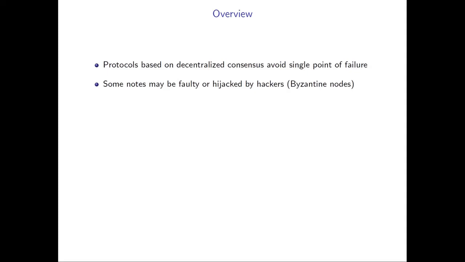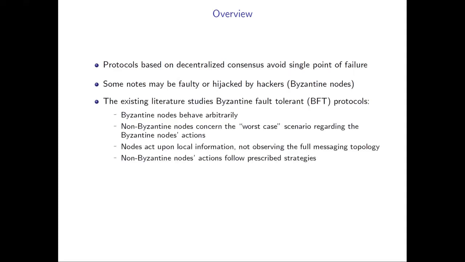But here in the computer science literature, we typically think about the behavior of a Byzantine node as some random, arbitrary behavior that will disrupt the decentralized system. There are 4 features that studies on these Byzantine fault tolerant protocols typically emphasize. The first feature is that the Byzantine node behaves arbitrarily, as I said before. The second is that the non-Byzantine nodes are quite concerned about the worst case scenario regarding the Byzantine nodes' actions. And this is why the authors use the ambiguity aversion utility function, which I think is very, very reasonable.